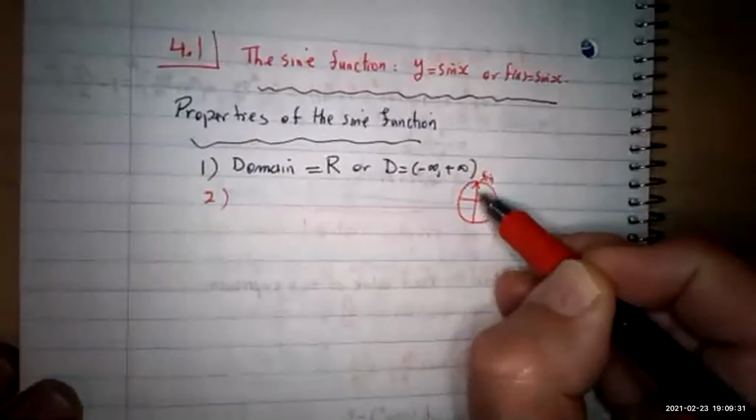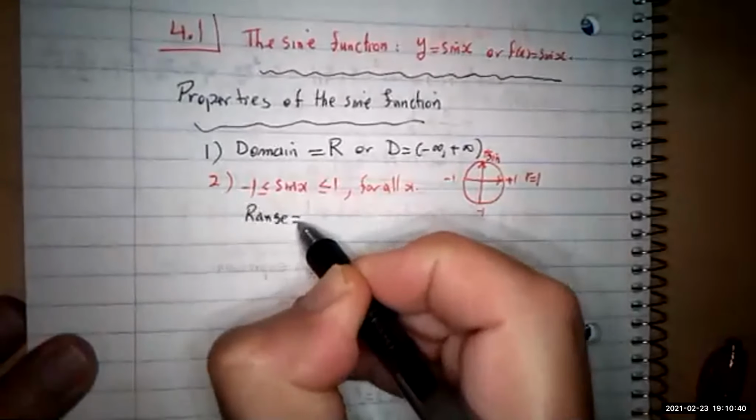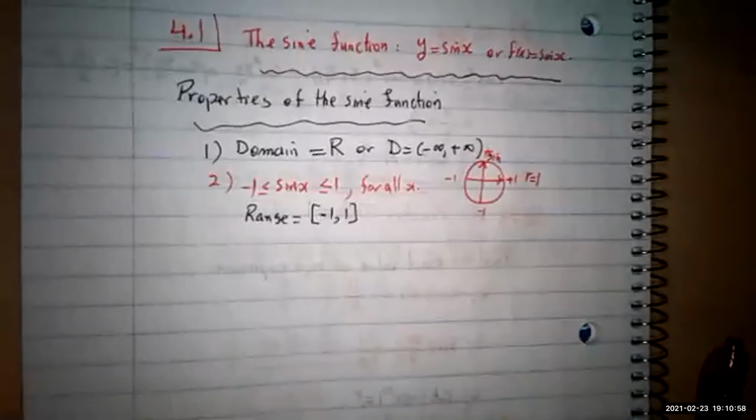So this tells you the range of this function. The range of the sine function is anything between negative 1 and positive 1. The domain is all real numbers, but the range is between negative 1 and 1. Any question? That's the second property.